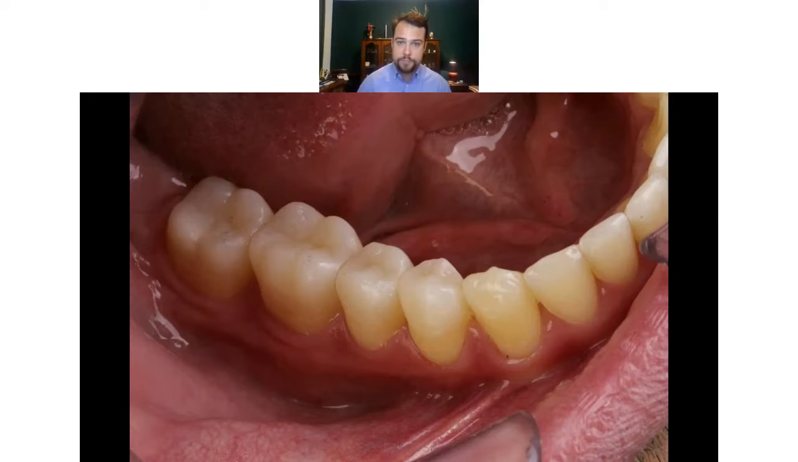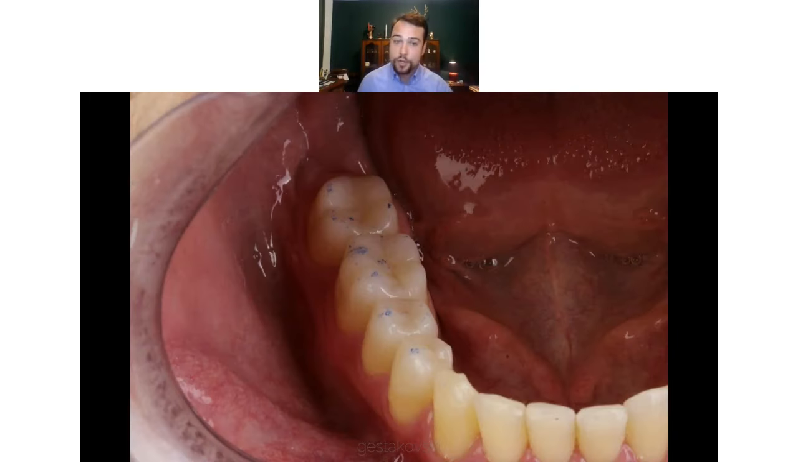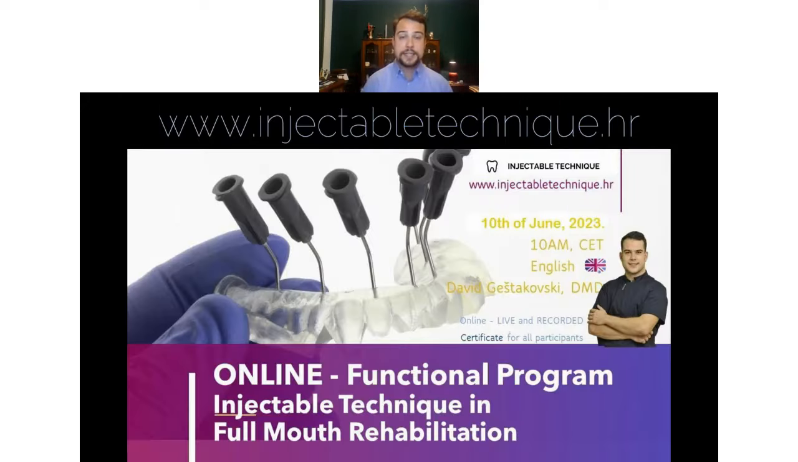This is the pre-polished version, where I check the bite. You can see maybe some contacts which should not be there, because we are always trying to get some B contacts. But about the contact points and the finishing of the occlusion, you can find out in our functional program, which goes into much more detail.